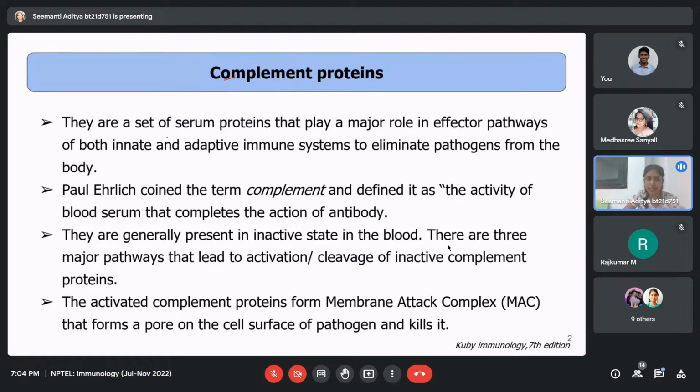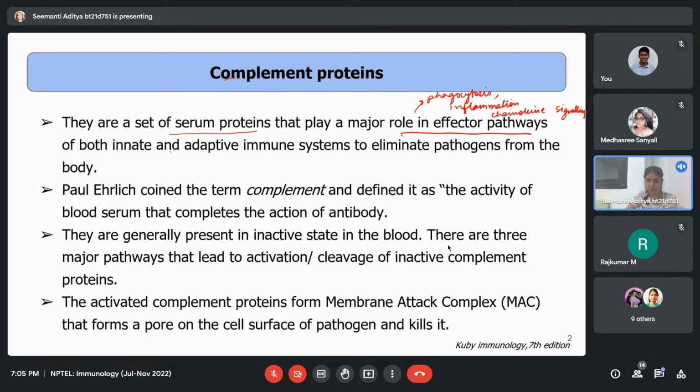These complement proteins are a set of serum proteins. They are present in your blood serum, and they play a major role in the effector pathways. What are the effector pathways generally? Effector pathways can include phagocytosis or inflammation or some kind of chemical signaling pathways, say chemokine signaling pathways. That sort.